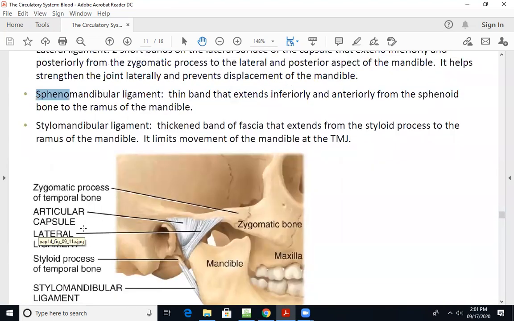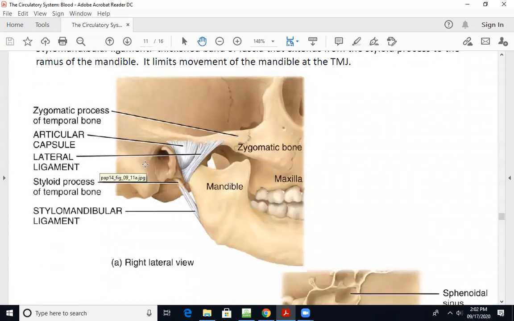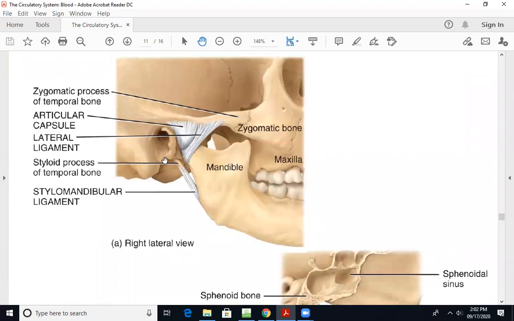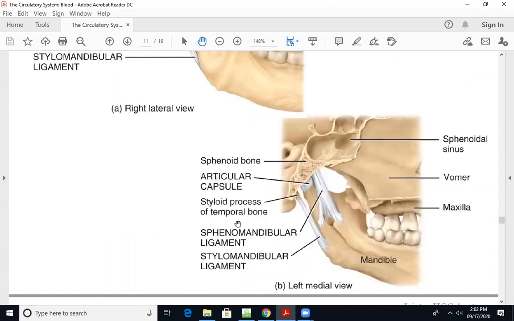And that's because the sphenoid bone is an internal bone for the most part, and the ligament extends anteriorly from the sphenoid bone to the ramus of the mandible. So what's nice is everything that you need to know in these two pictures is already capitalized. Anything like the sphenoid bone, styloid process, those are not fully capitalized, so don't worry about studying those.